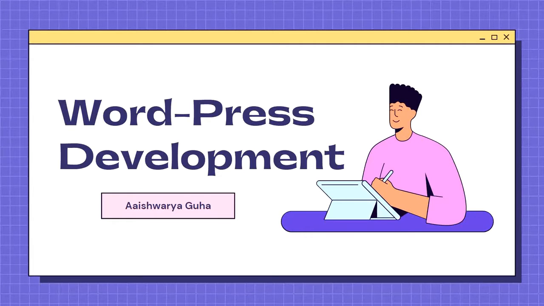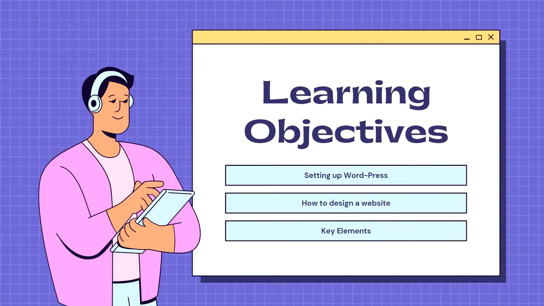Okay, so let's start with WordPress. I'm sure many of you know what WordPress is, but in case you do not know, then I'm presenting this. This will actually provide you a clear picture on what exactly WordPress is, right? So moving to the first slide, what are our learning objectives in this video? We're going to set up our WordPress. We're going to see how we can design a website using WordPress, and we are also going to see what are the key elements that we need in order to create a WordPress website.